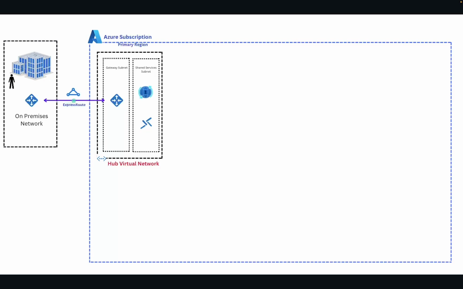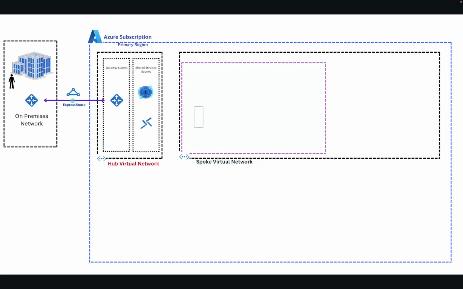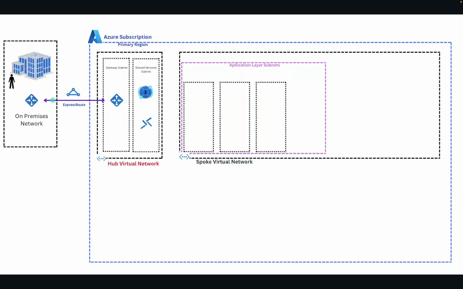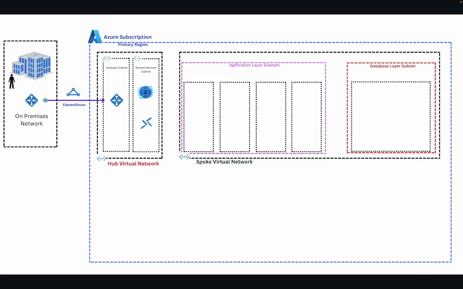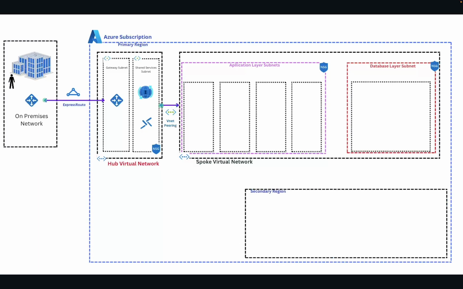You have Bastion and DNS, which allow you to connect to the VMs inside your network. In the spoke, you have application subnets, and there is a database subnet as well. You also have NSGs to control the flow of data between the subnets. The spoke and the hub are connected with VNet peering. There's a secondary region as well, which should contain your disaster recovery workload.